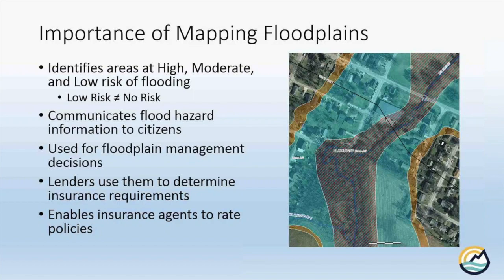Maps are also used for floodplain management decisions. So at the state level, we issue floodplain permits, and then at the local level, the local floodplain coordinator issues permits as well using these maps. Lenders use them to determine when insurance is required with a federally backed mortgage. So if you live in that high risk area and you go to get a loan backed by the FDIC, you have to carry flood insurance to protect that loan. It's not optional. And then insurance agents use these maps to rate insurance policies. So there are several different things, like I said, that the flood maps do right off the bat.